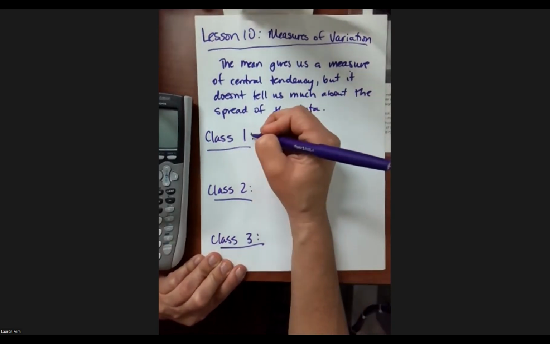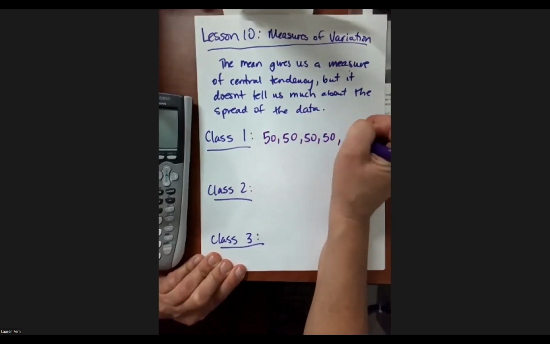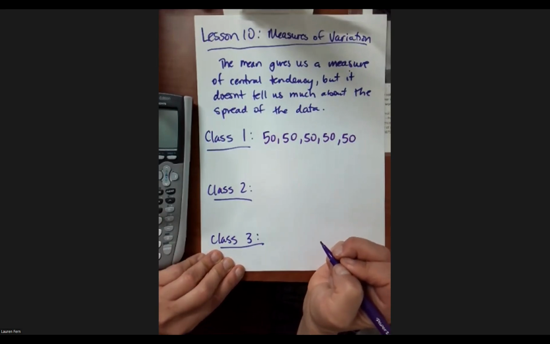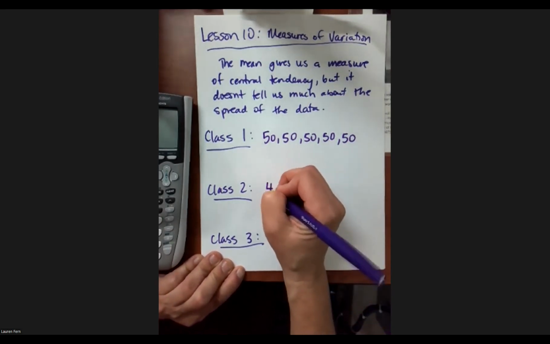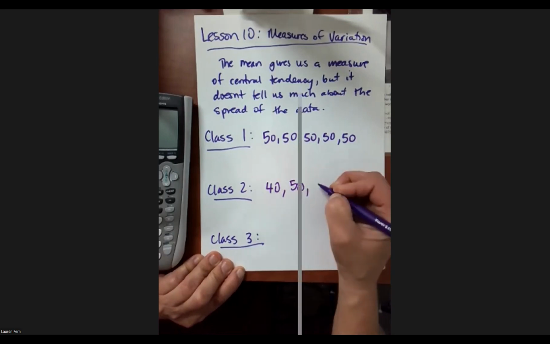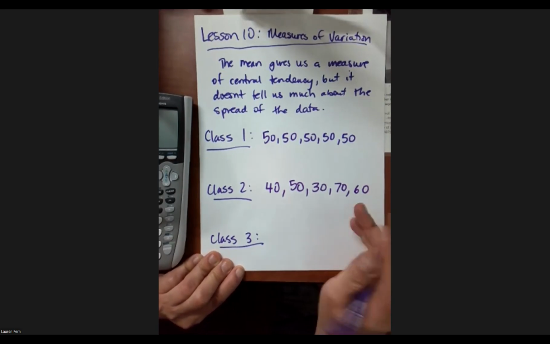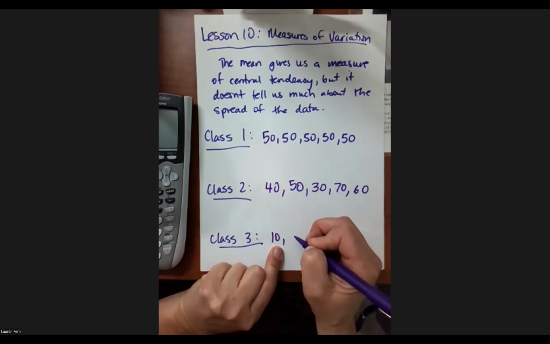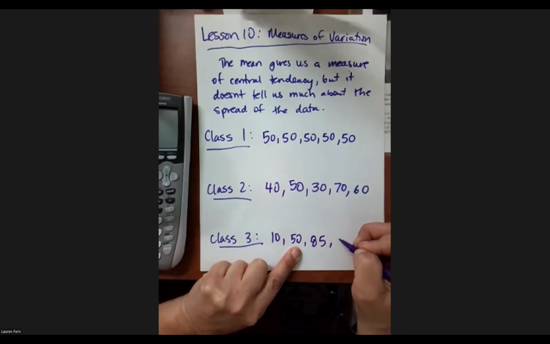But suppose I gave a test to my 5 students in class 1, and they all got 50s, pretty consistently not knowing as much material as I would hope. Okay, suppose in class 2, there was a 40, there was a 50, there was a 30, there was a 70, and there was a 60. And suppose in class 3, someone got a 10, someone got a 50, someone got an 85, somebody got a 90, and somebody got a 15.